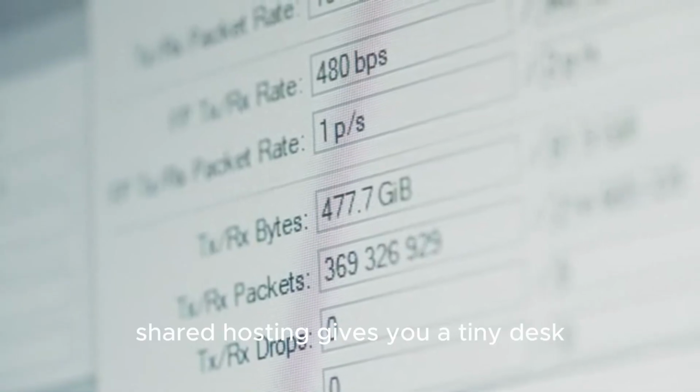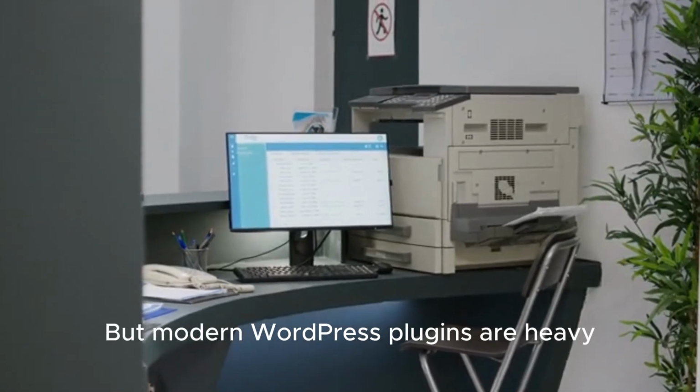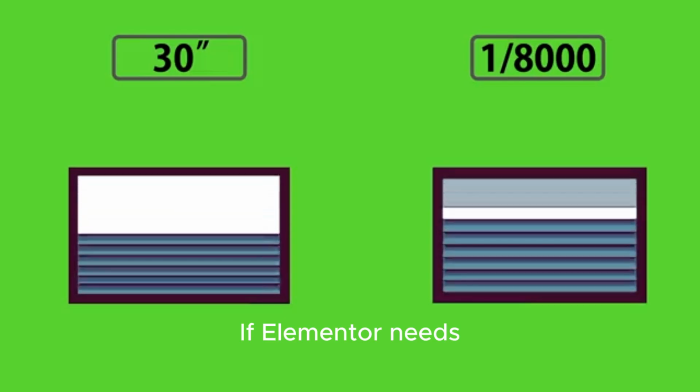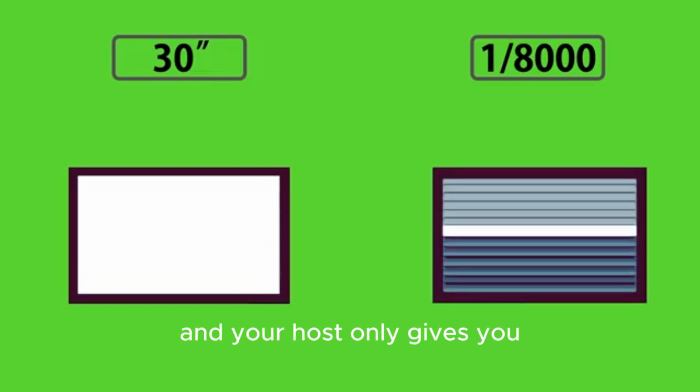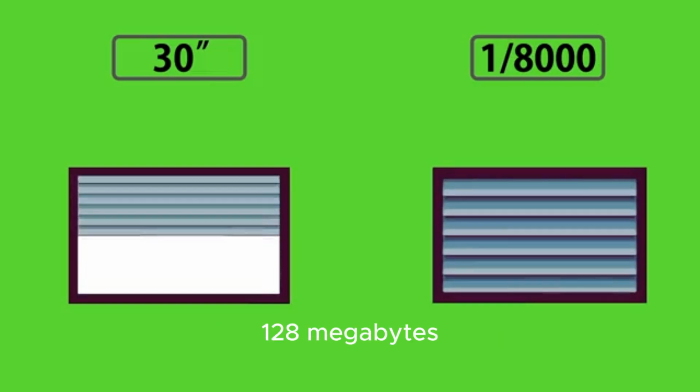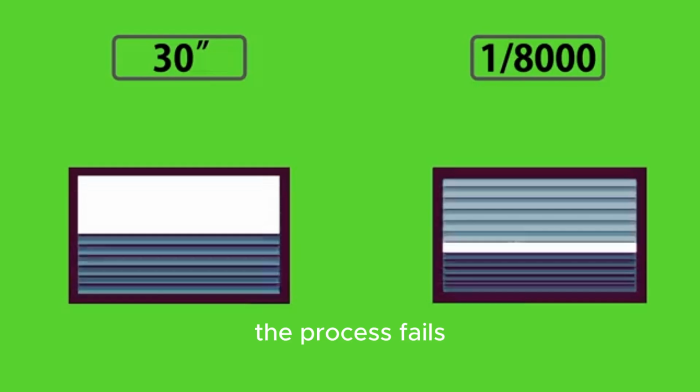Cheap shared hosting gives you a tiny desk. Usually, they cap your PHP memory limit at 64 megabytes or 128 megabytes. Why? Because they are cheap. They are trying to save resources. But modern WordPress plugins are heavy. They need a big desk. If Elementor needs 150 megabytes to save your page, and your host only gives you 128 megabytes, the process fails. The script dies. Your changes are lost.